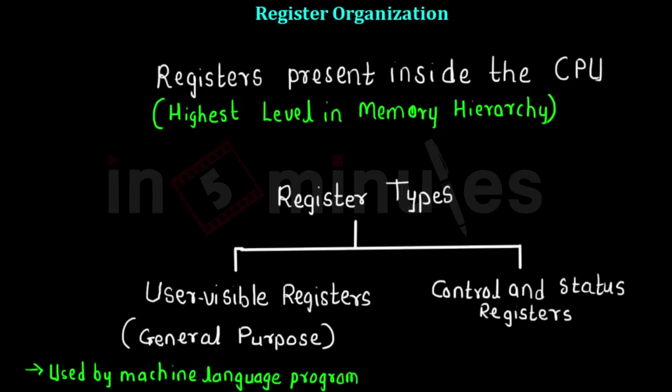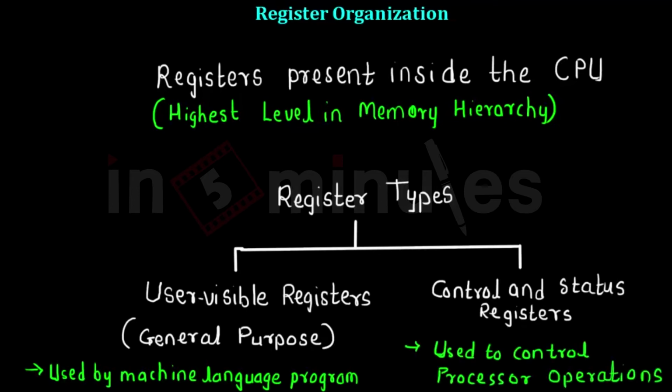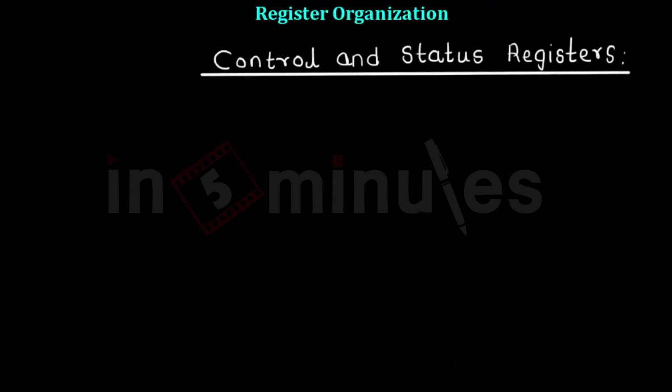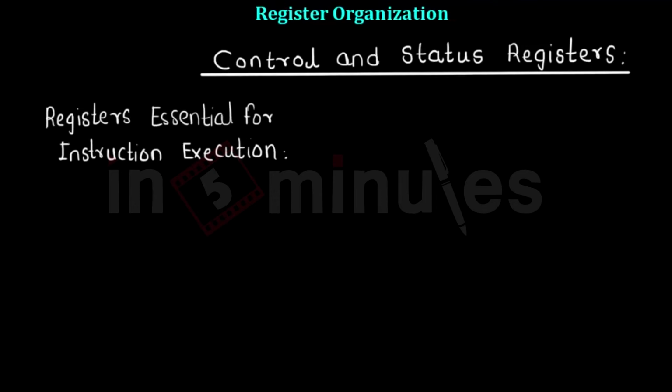The second type is control and status registers. These are present inside the CPU and they are used to control the different processor operations or internal operations of the CPU. So these are the types of registers we are having, and we will see them one by one. First of all, let's look at the control and status registers. These are registers which are basically essential for instruction execution. I hope you saw them in the CPU organization video.